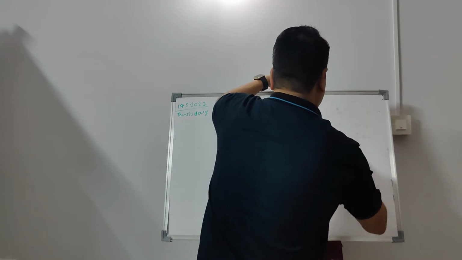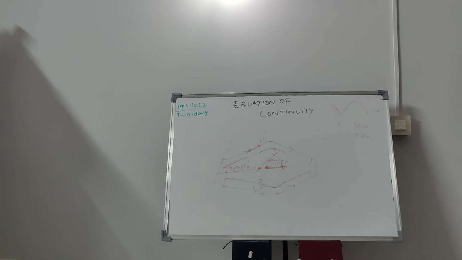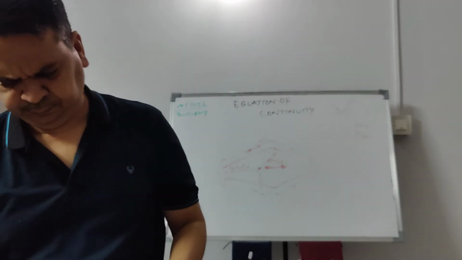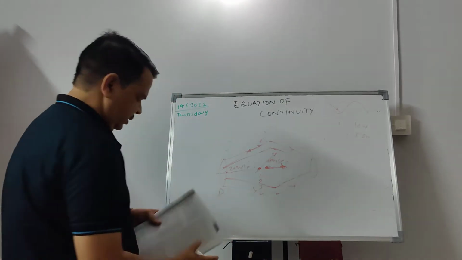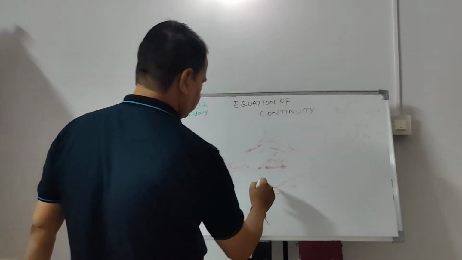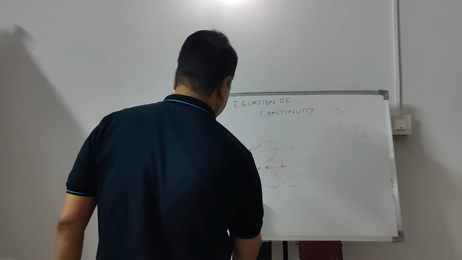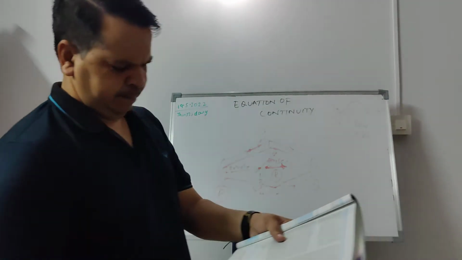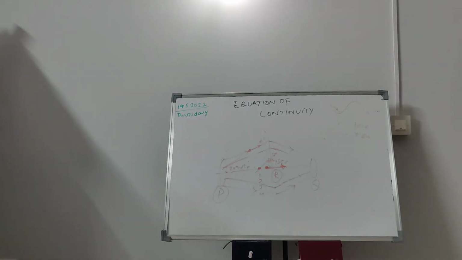Let us take this picture itself. Let us say this location is your P. Let us say this location is your R. P, R. Let us say this is your Q. These are three locations of this tube or whatever.